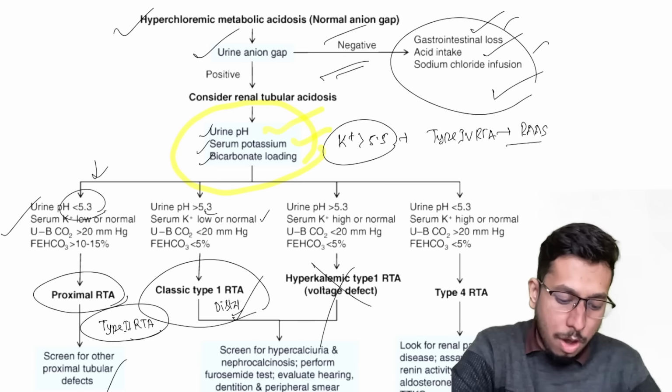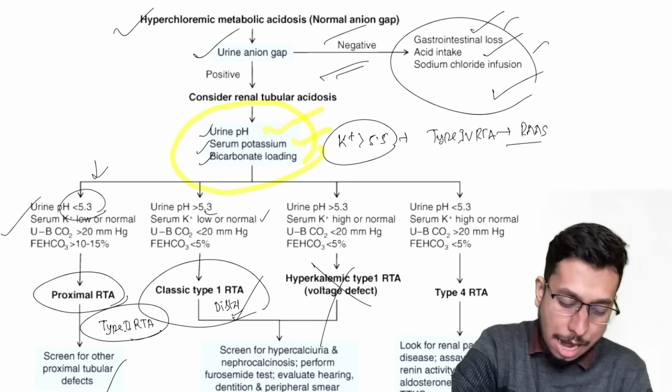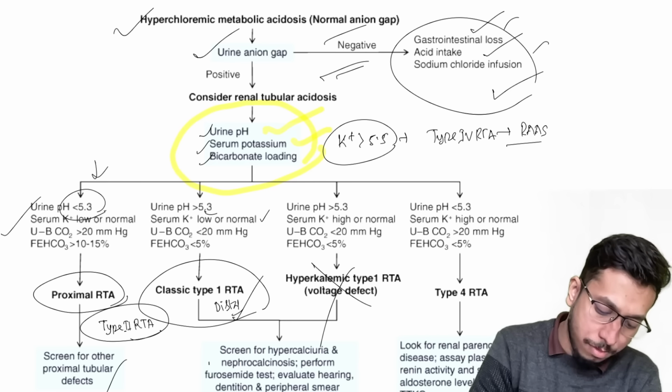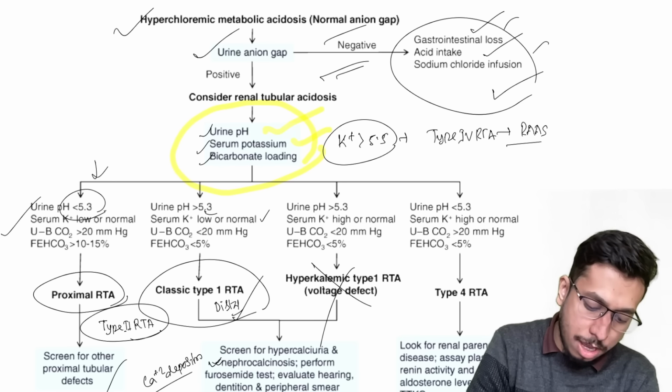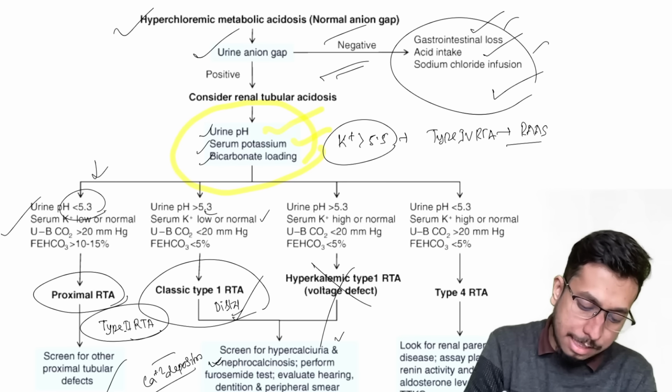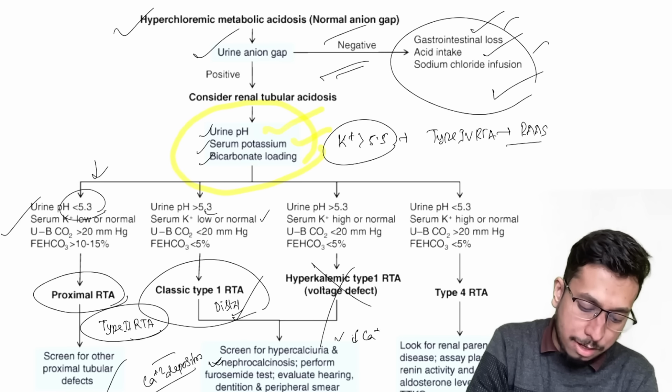Remember, when there is a defect in the distal tubule or classic type 1 RTA, there is a high chance of calcium deposition resulting in nephrocalcinosis. So there is a high chance of hypercalciuria, and the patient may present with a decrease in calcium level too.